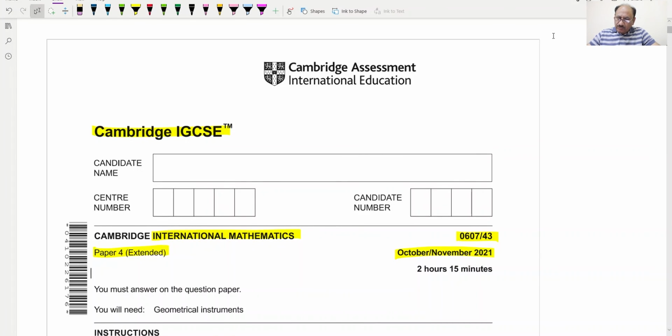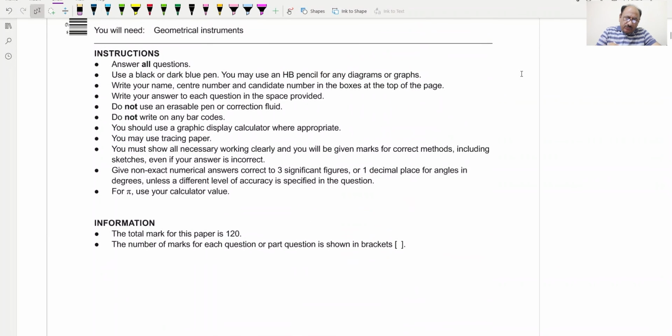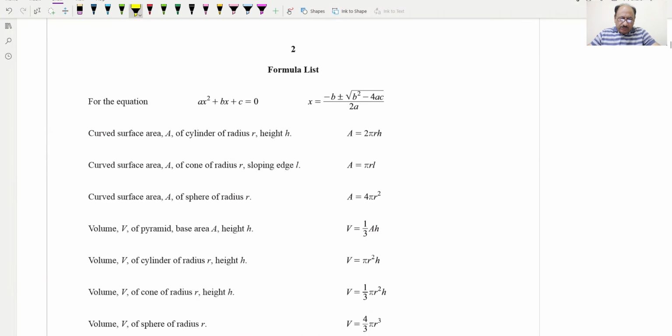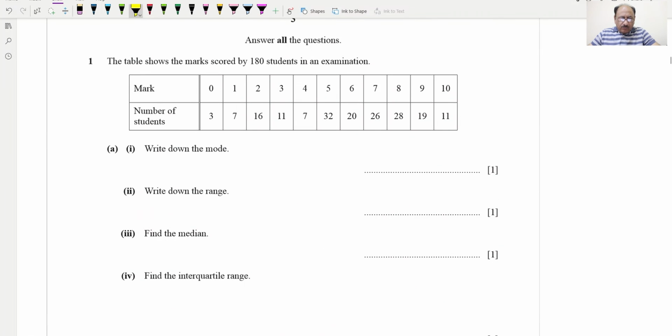Let us move to question number 1. Before that, a graphic display calculator can be used wherever appropriate, and this is the formula sheet. Question number 1 says the table shows the marks scored by 150 students in an exam. Marks and the number of students are provided.